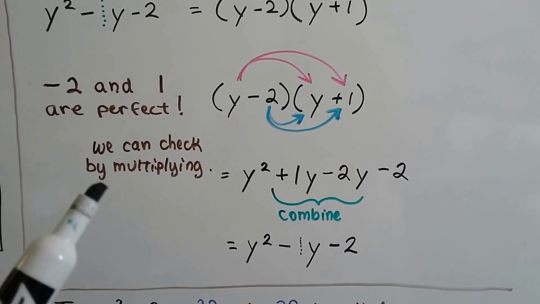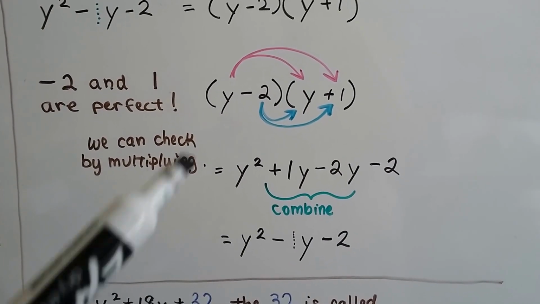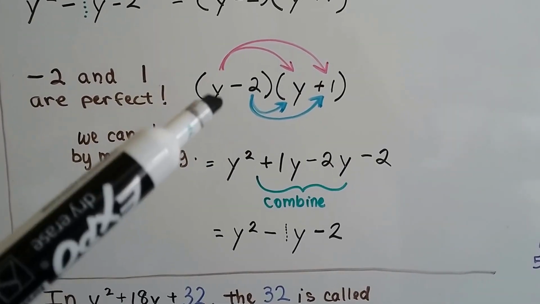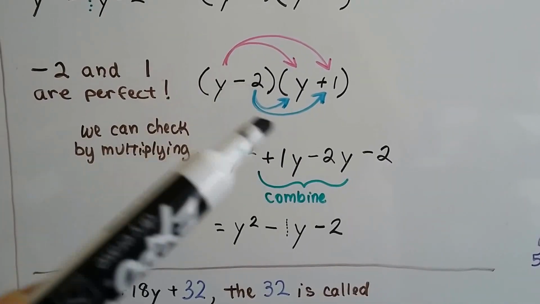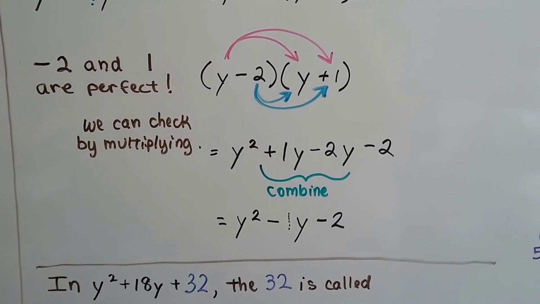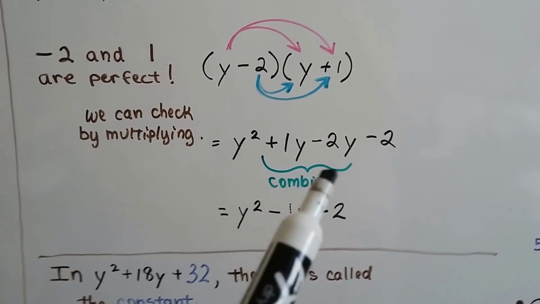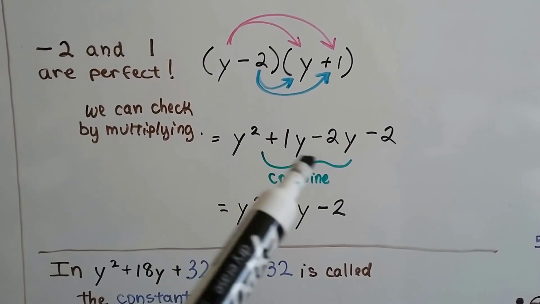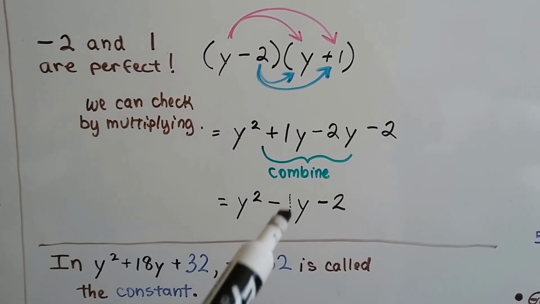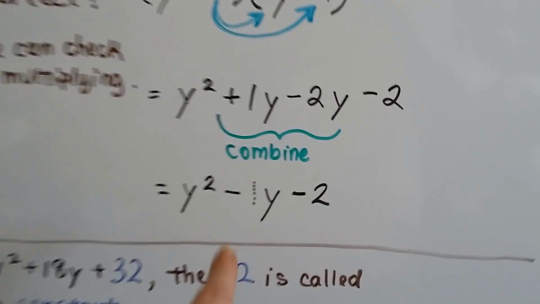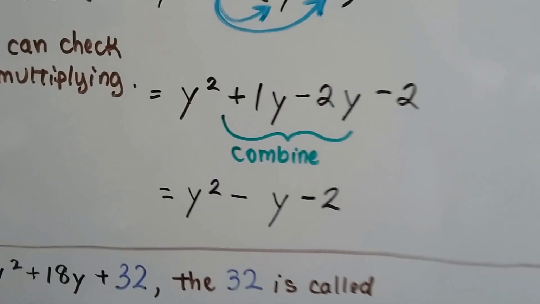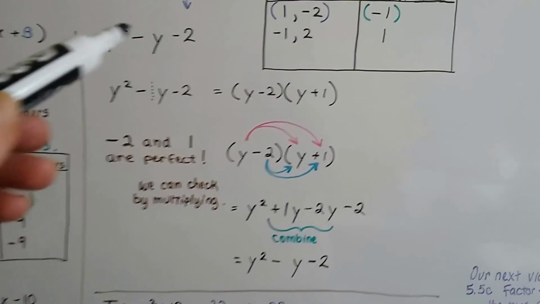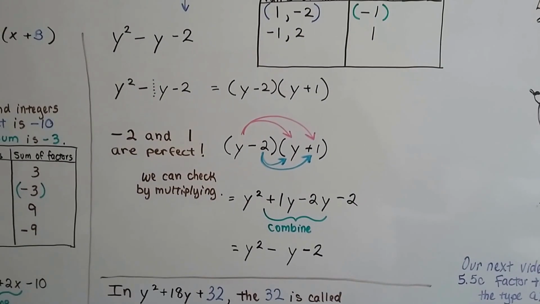Either way, we can check by multiplying. We FOIL it, and we get y² plus 1y minus 2y minus 2. We combine the two middle terms, and we get our little invisible 1 there. A 1 plus a negative 2 is a negative 1, see? We don't have to write him, do we? We just leave the y, and then we end up with what we had here. We know we did it correctly, okay?